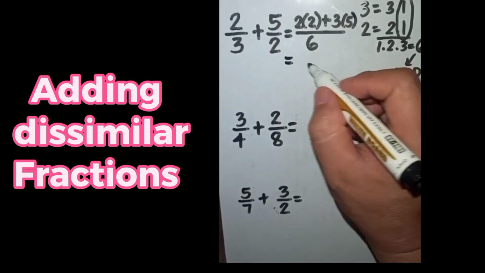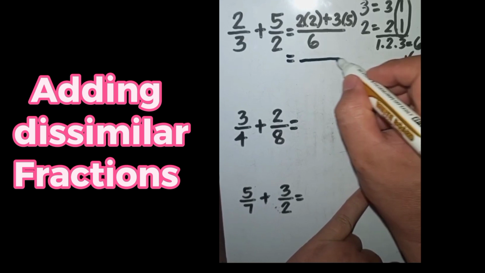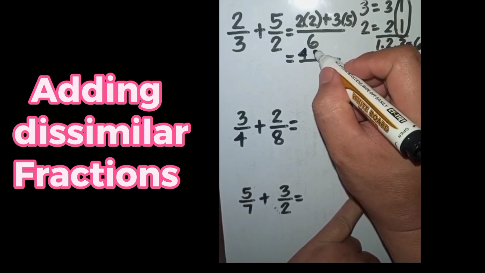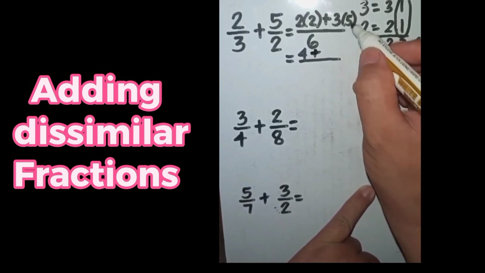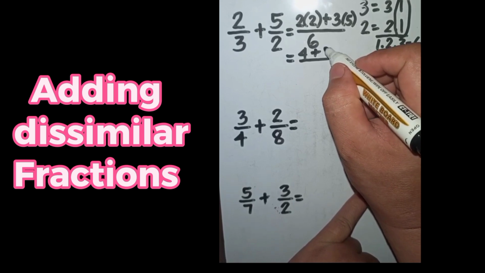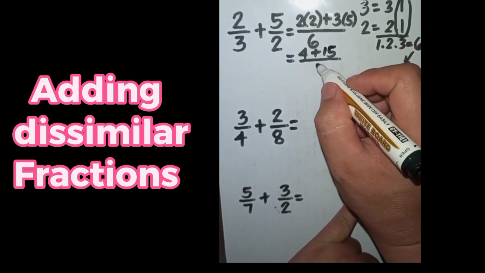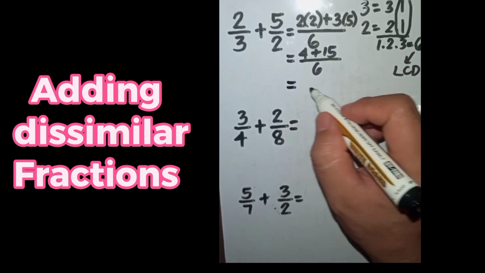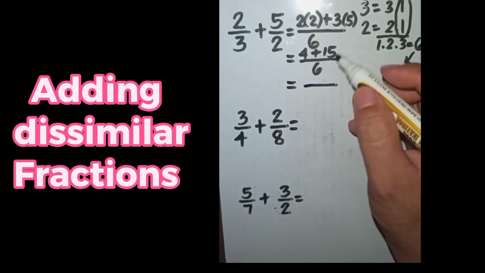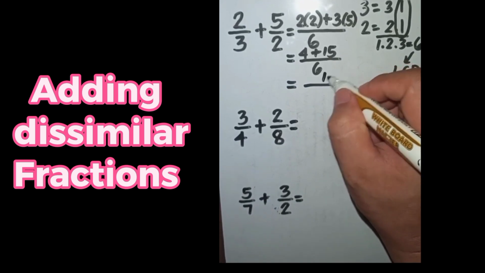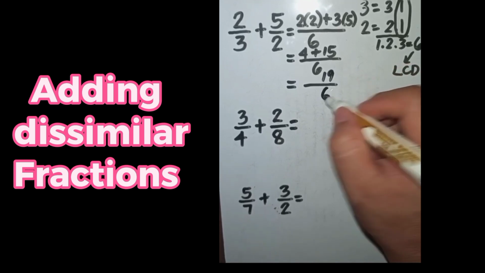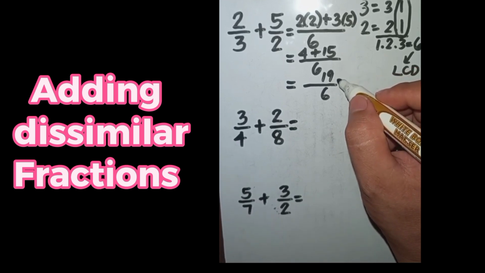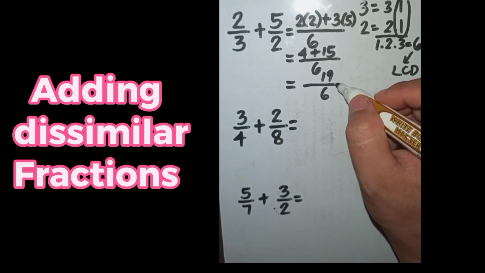Simplify. So we have 2 times 2, that is 4, plus 3 times 5, that is 15, all over 6. Simplify further. So we have 4 plus 15, that is 19 over 6. So 2 thirds plus 5 halves is equal to 19 over 6.